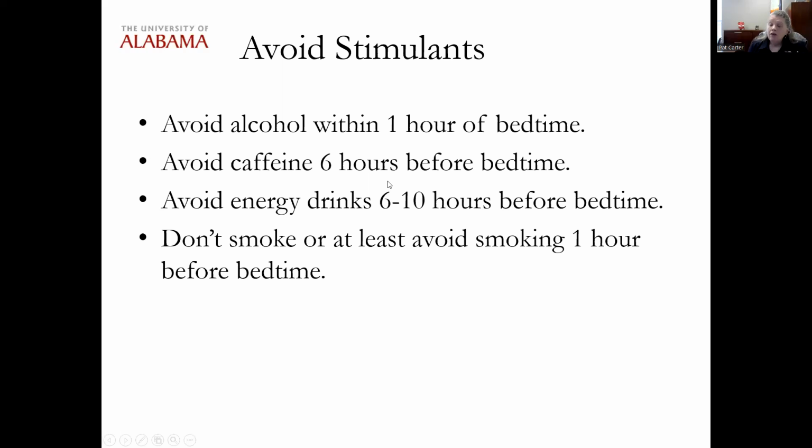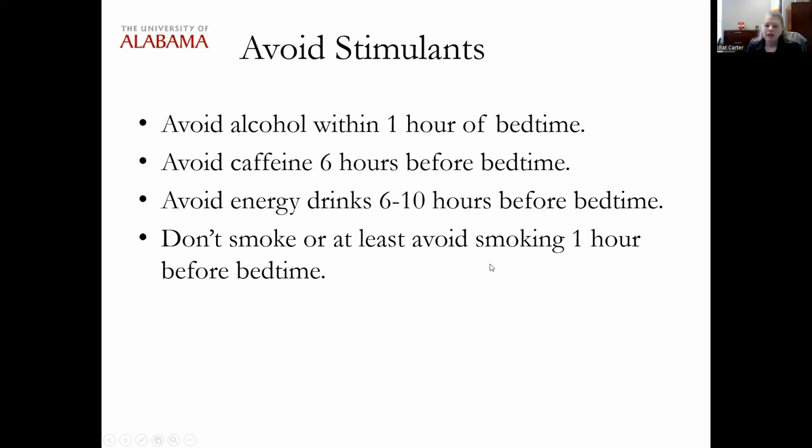Avoiding caffeine 6 hours before bedtime. For people like me who are very sensitive to caffeine, I actually have to avoid it at least 12 hours before bedtime, right? So if I'm planning on going to bed at 9 or 10 o'clock, that means by 9 or 10 in the morning, that's my last cup of coffee if I have any at all, because I know how sensitive my body is to caffeine. And if you think you're not sensitive to caffeine, give it a shot, start reducing it, and you'll actually recognize how much deeper you're able to sleep when you cut that caffeine out, right? Again, energy drinks 6 to 10 hours before bedtime, depending on your sensitivity.